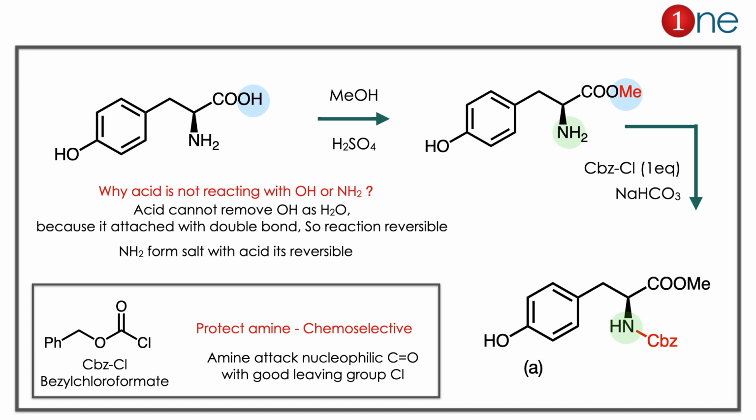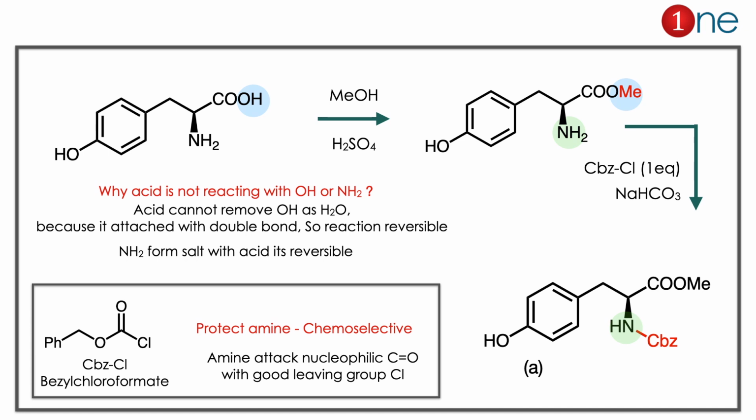In the second step you have CBZ attack. Where will it attack? You have CBZ as benzyl chloroformate. It is the electrophilic center there. So the amine attacks the electrophilic carbon. It has chlorine as a leaving group. So the only possibility is the amine. It attacks because of its selectivity. So the product is clearly A. The CBZ is attached to the amine.